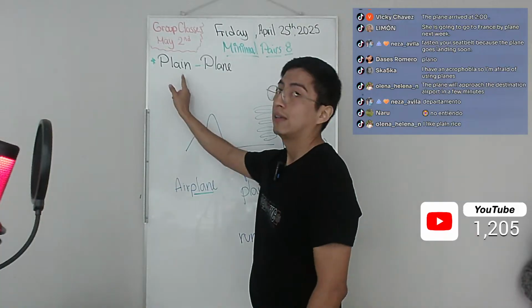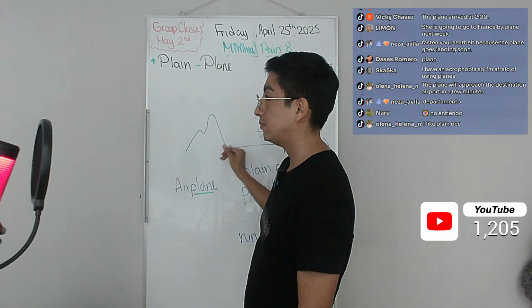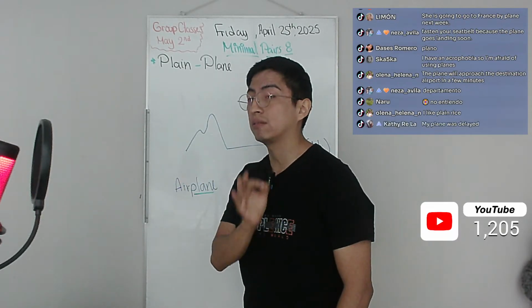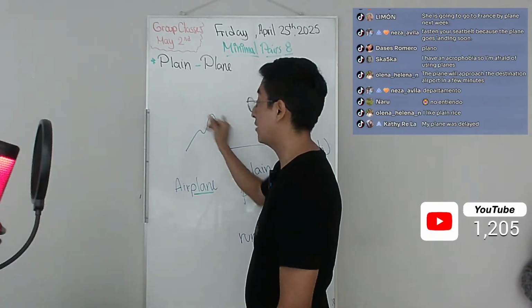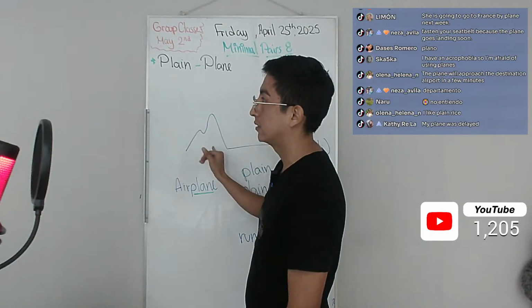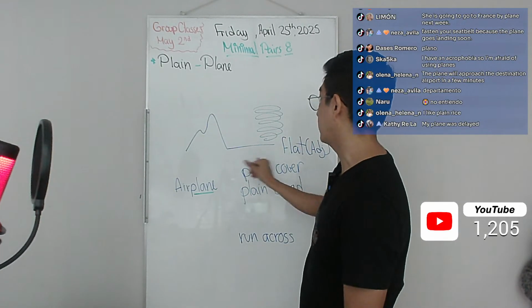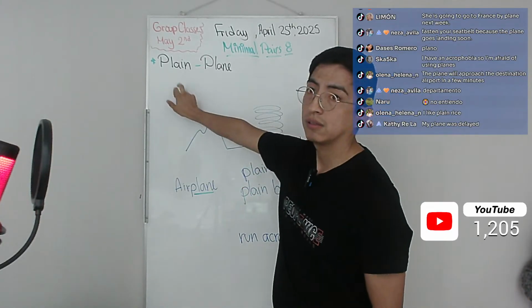Remember, plain is a geographical place. It's like saying mountain. The adjective is mountainous. It's a mountainous territory. But the area is mountain. It's the same here. We can say that the area is flat, but the name of this is plain.